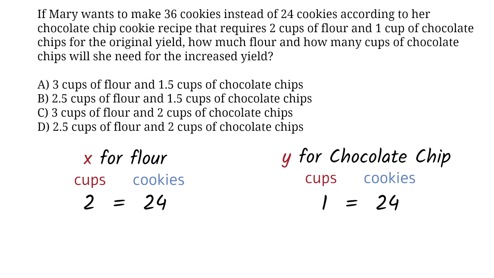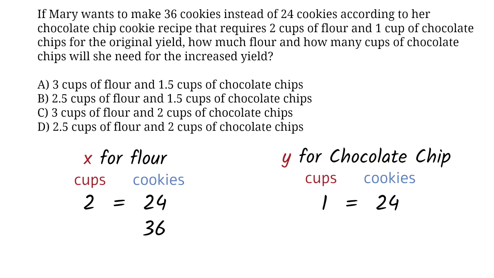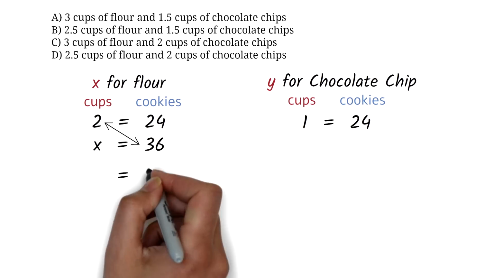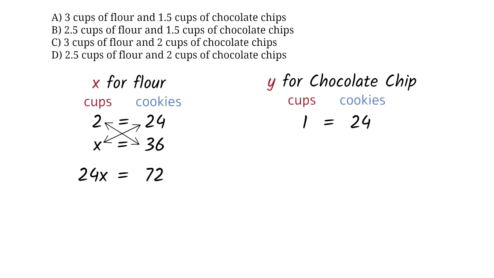We know she wants to make 36 cookies, so we put it here. We don't know how many cups of flour she'll use, so we represent it by X. Once we have set up our proportion, we will cross multiply. 36 times 2 is 72. Then X times 24 is 24x. Finally, we will solve for the x.